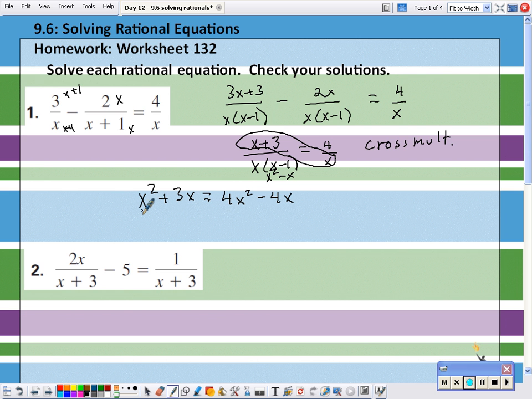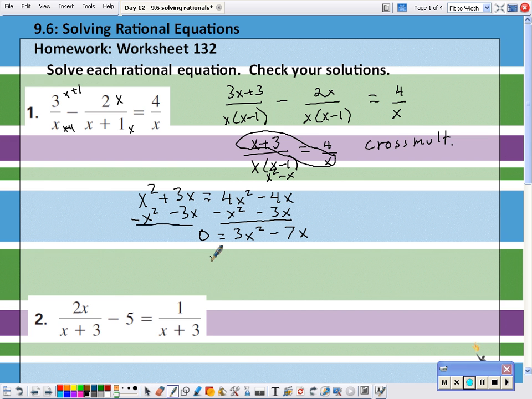When we solve this equation, we're going to subtract. I'm going to move everything to the right side because I have a higher leading coefficient over here. So I'm going to subtract x squared, and I'm going to subtract 3x. And that's going to give me 0 equals 3x squared minus 7x. Now, I need to factor 3x squared minus 7x, and the way I'm going to do that is by taking out the greatest common factor, which is x. So now I have 0 equals x times 3x minus 7.